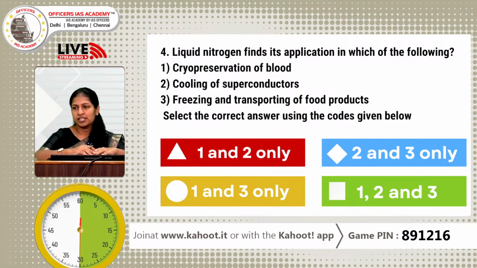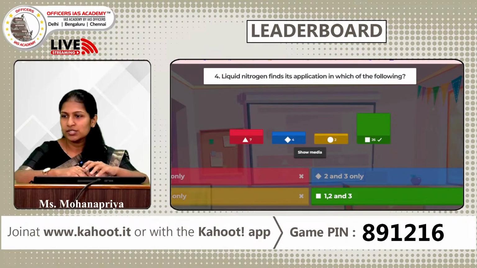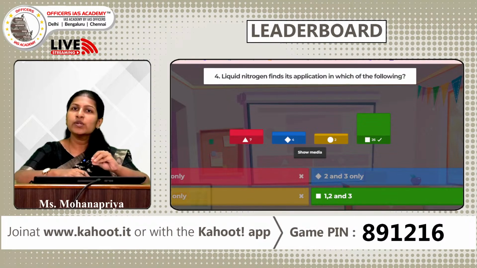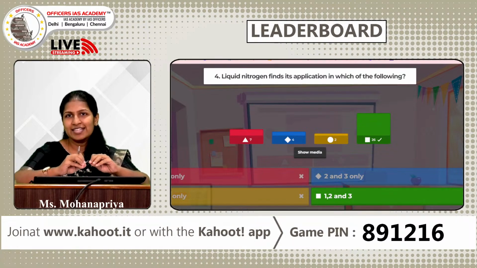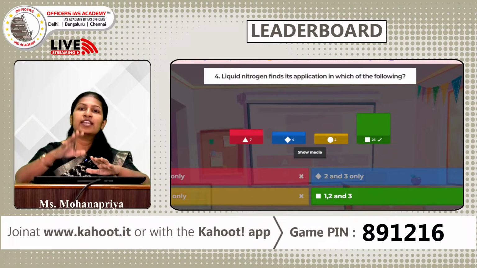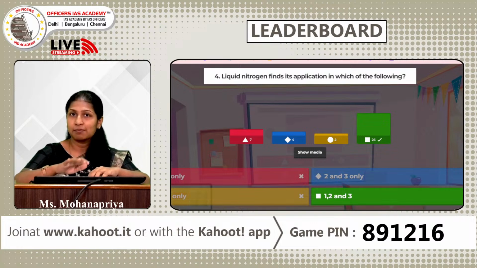Yes, we have the answers. Here we have the table and we see that the majority of you have given the right answers. 26 students have given the correct answer, which is 1, 2 and 3, which means liquid nitrogen finds its application in all of the things that were displayed. Liquid nitrogen is a cryogenic gas, meaning it is stored at a very low temperature. It has a very low boiling point and it will easily vaporize at room temperature. That is why, under very high pressure and very low temperature, it is maintained in a liquefied state. So it's a liquefied gas.